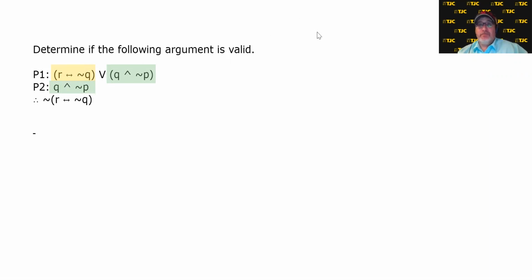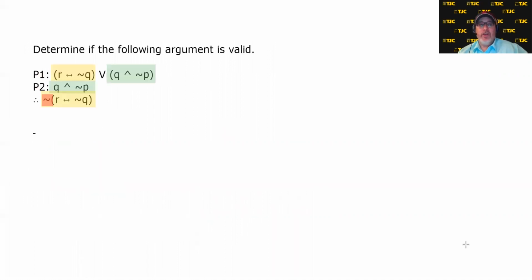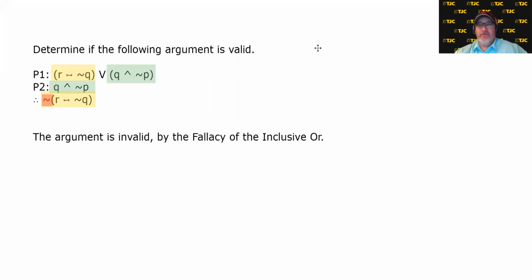Look at the conclusion. The conclusion is almost the first statement in the first premise, except it's the negation of it. This is precisely the second version of the symbolic representation of the fallacy of the inclusive or. Look at the colors, left to right, top to bottom. Yellow, green, green, negation yellow. Yellow, green, green, negation yellow. This is precisely the fallacy of the inclusive or, therefore this argument is invalid.